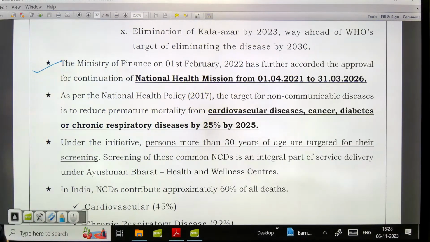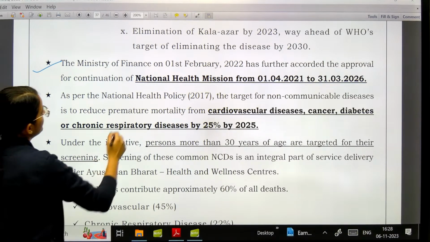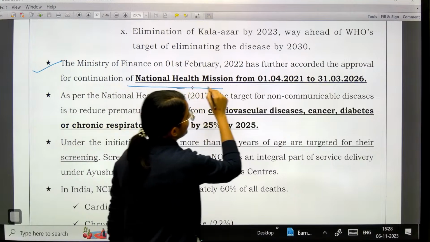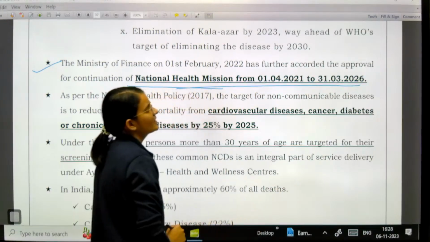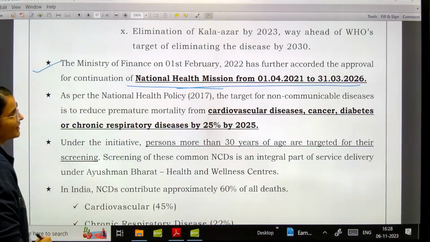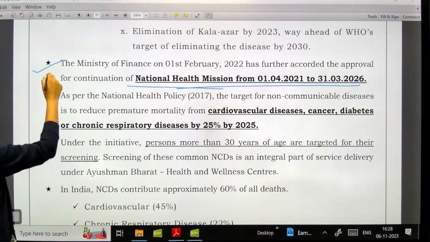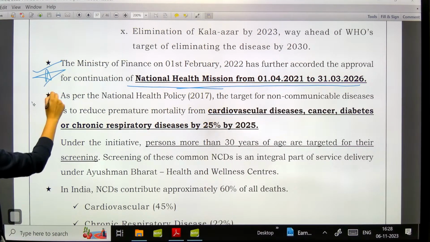Now the Ministry of Finance on 1st February 2022 has further accorded the approval for continuation of National Health Mission from 1st April 2021 to 31st March 2026. This is also very important point.